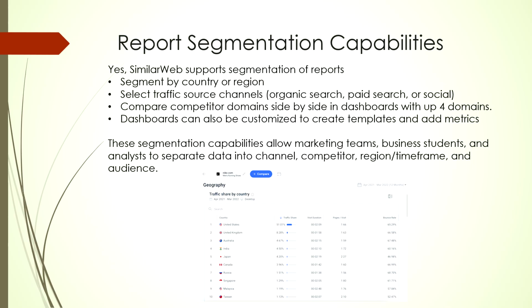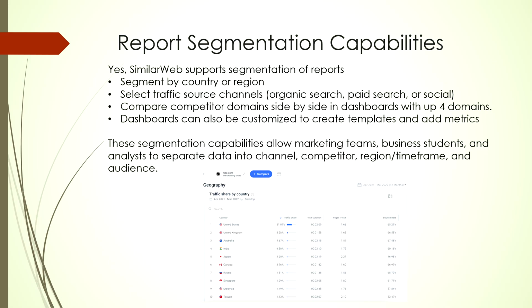So when it comes to report segmentation capabilities, yes, SimilarWeb does support segmentation of reports. It can segment by country or region. It can select traffic source channels such as organic search, paid search, or social. It can also compare competitor domains side by side in dashboards with up to 4 domains. And the dashboards can also be customized to create templates and add metrics.